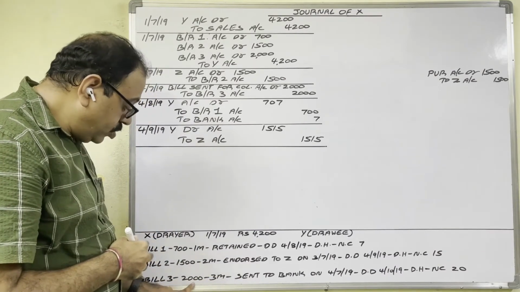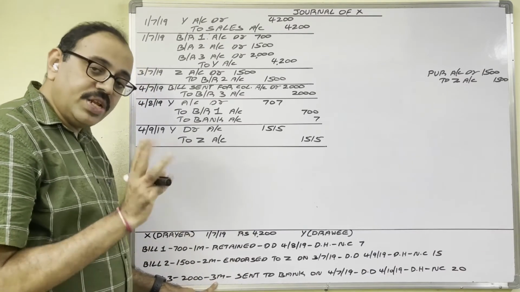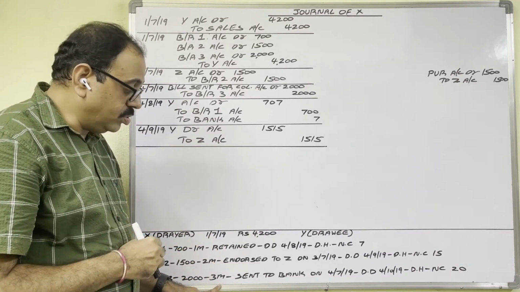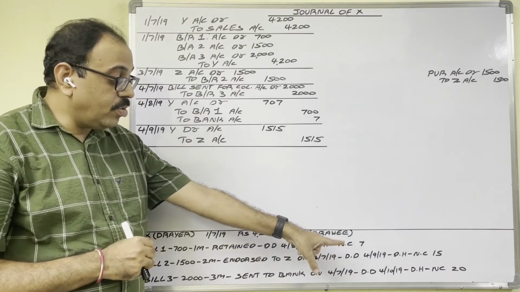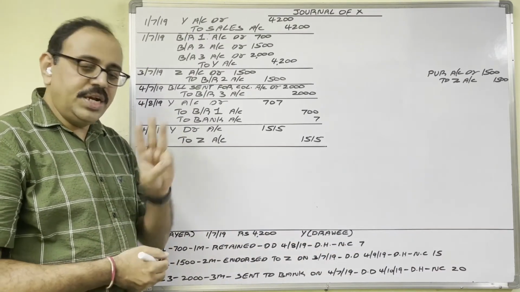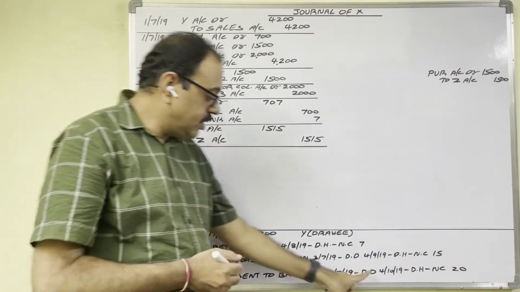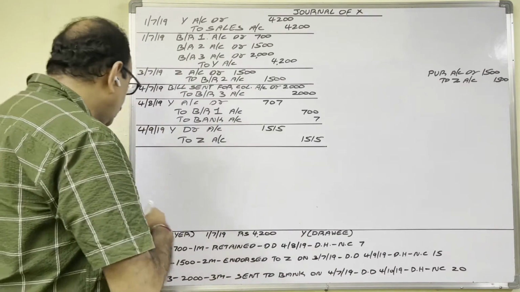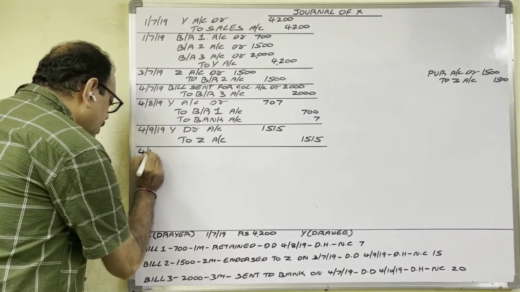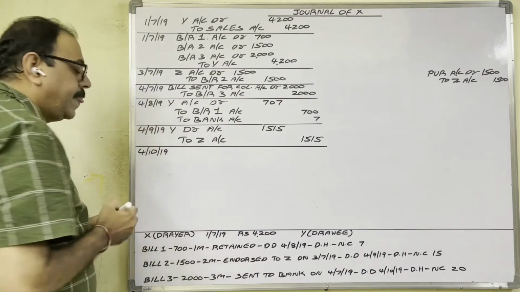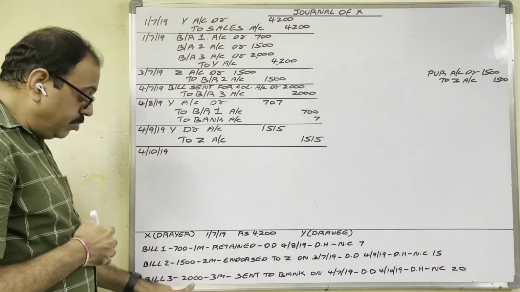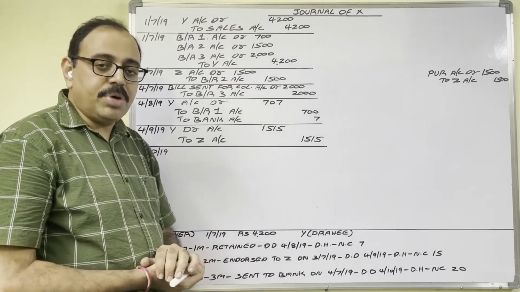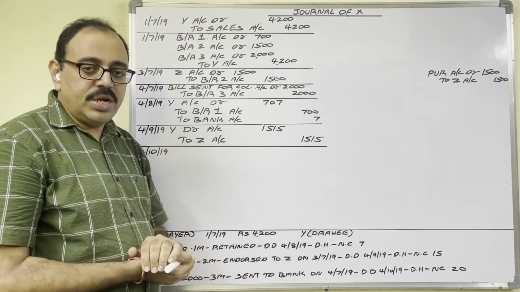Third bill, 2000 rupees bill, is drawn for 3 months. From 1st July 19, 3 months. If you count, date will be 1st October 2019. 3 days we have to add, then date becomes 4th October 2019. This is the due date. 4th October 2019. On that day, third bill is also dishonored. Third bill we sent to bank for collection purpose. Now that bill is dishonored.